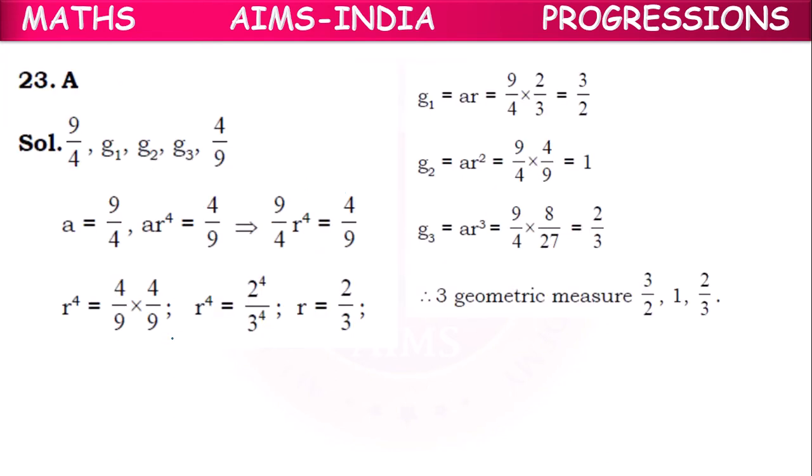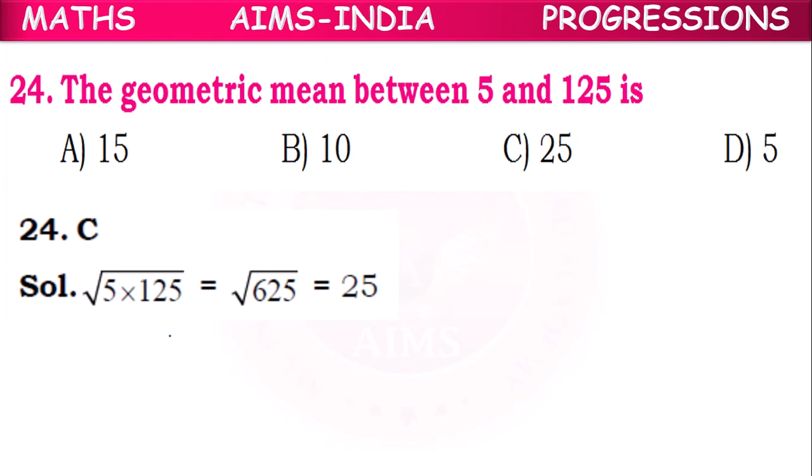Next, children. The 24th question: the geometric mean between 5 and 125 is how much? The geometric mean between 5 and 125.